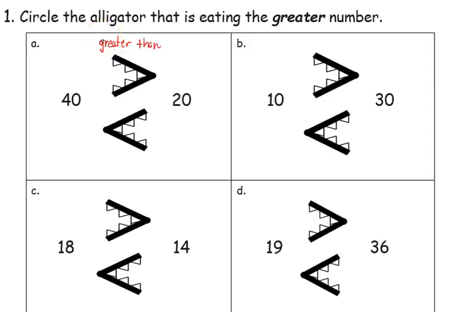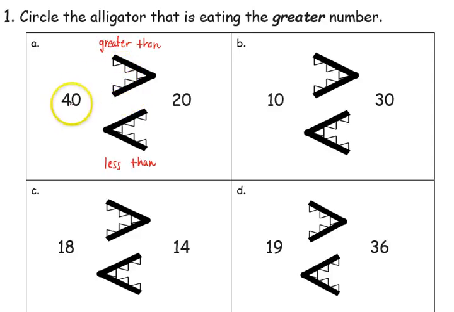If I look at the bottom symbol, the opening is to the right. That is my less than symbol when I'm comparing numbers from left to right. And again, the visual clue here is that the opening would be pointed toward the greater number.